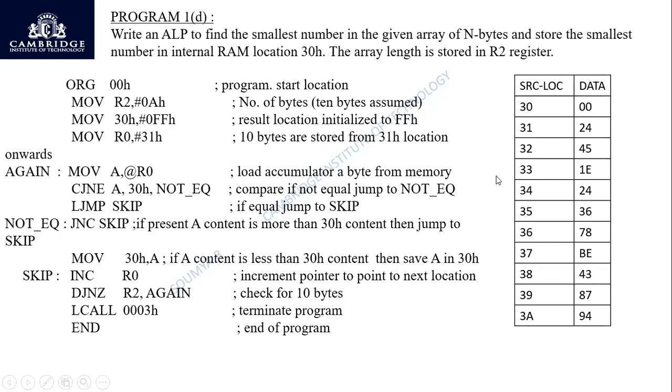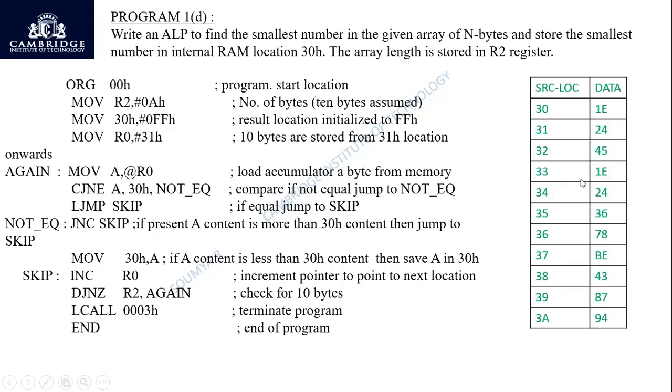Initially it is 0, and when I execute, I will be storing the least or the smallest number in the array. You can just go through and see which is the smallest number. The smallest number is 1E. So once I say execute, my 30th location should have 1E, right?